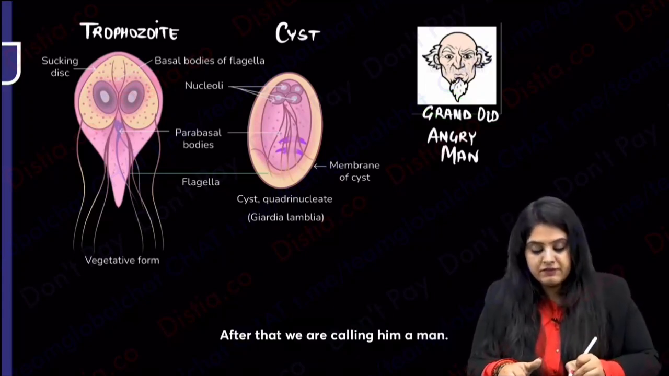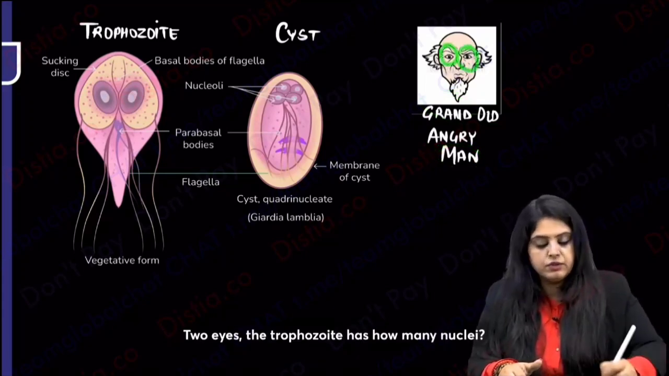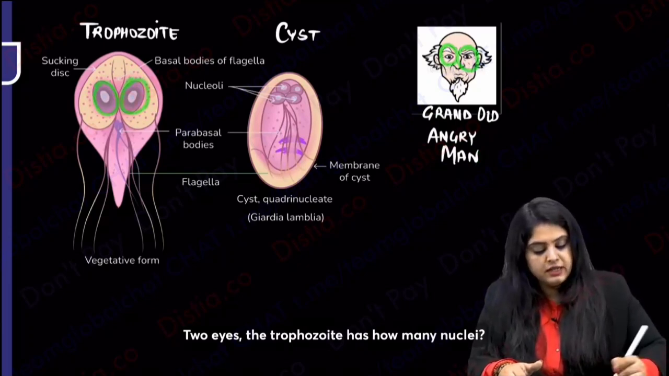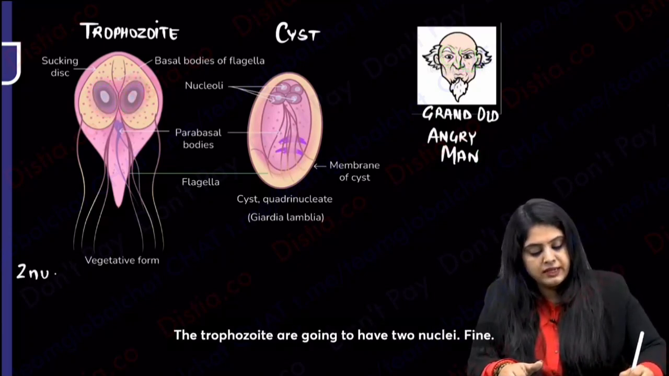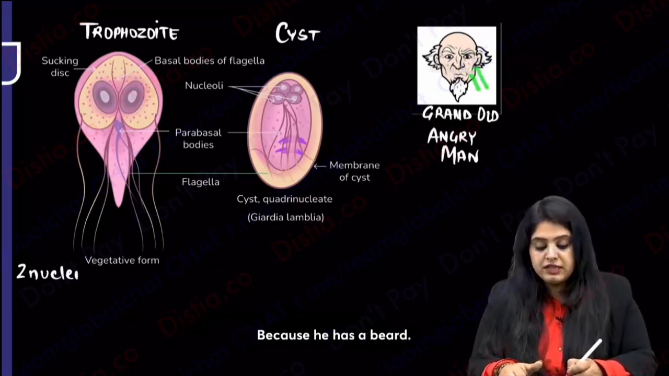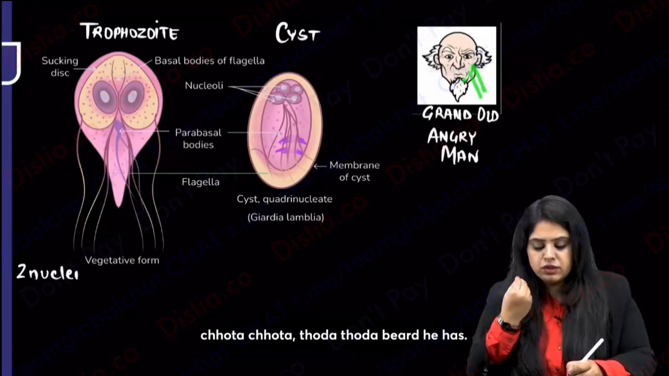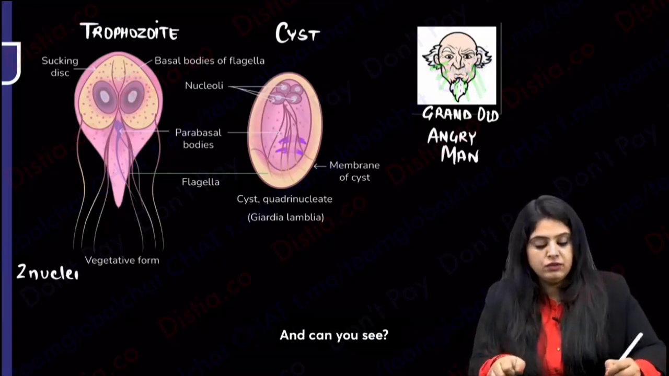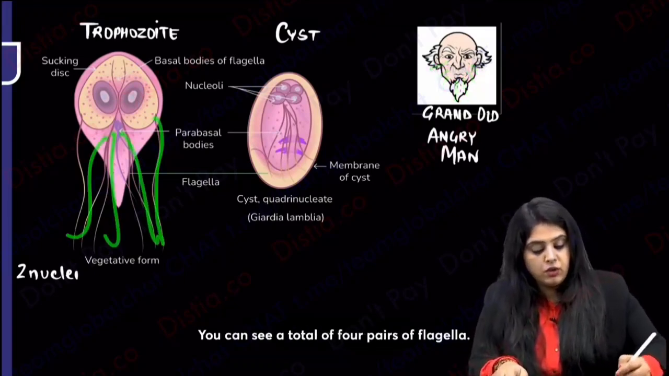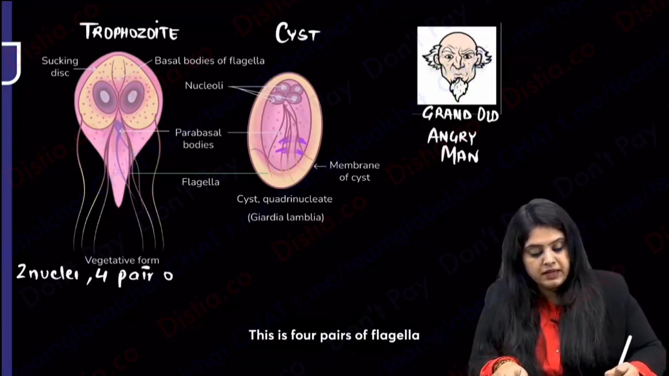Okay, after that we are calling him a man. So every man has two eyes. So two eyes means the trophozoite has how many nuclei? The trophozoite is going to have two nuclei. Fine. And why did I call him a grand old man? Because he has a beard, but an old person has less hair, so he has a little beard. And can you see? You can see a total of 4 pairs of flagella. This is 4 pairs of flagella that you see over here.